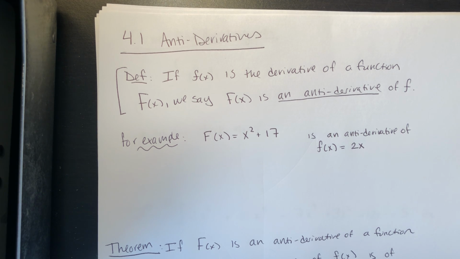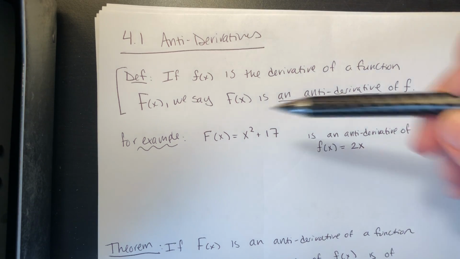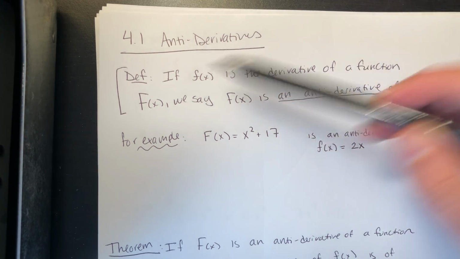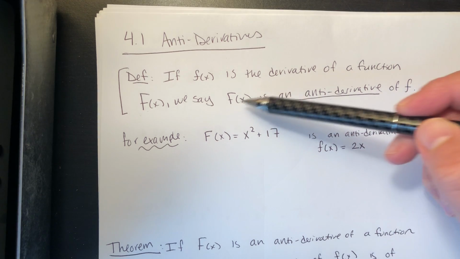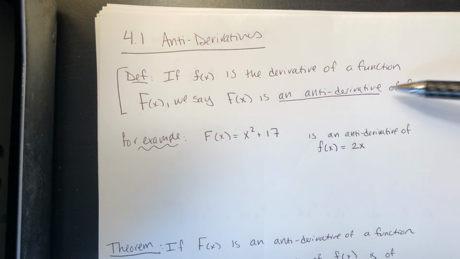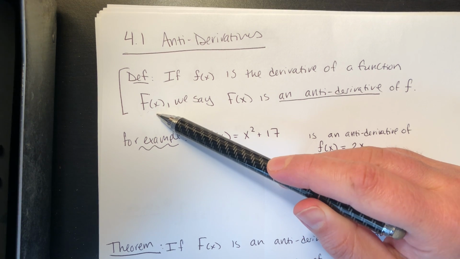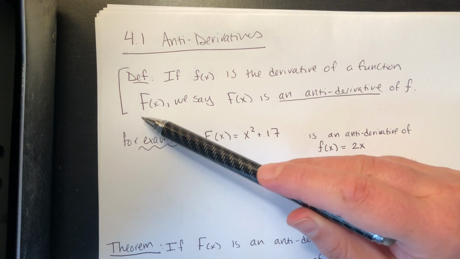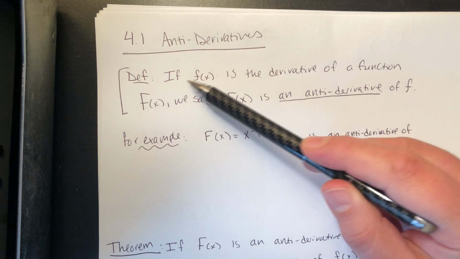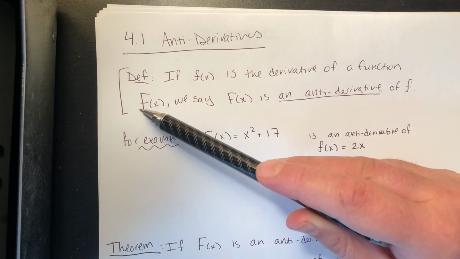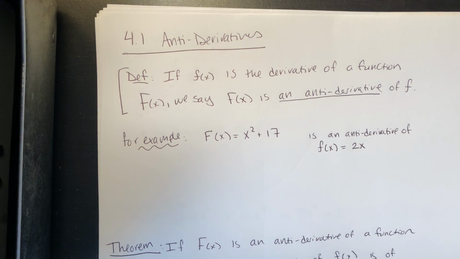If we know that little f of x is the derivative of some other function, which we'll call big F of x, we say that big F of x is an antiderivative of f. In other words, if you can take the derivative of big F and get little f, then big F is an antiderivative of little f.